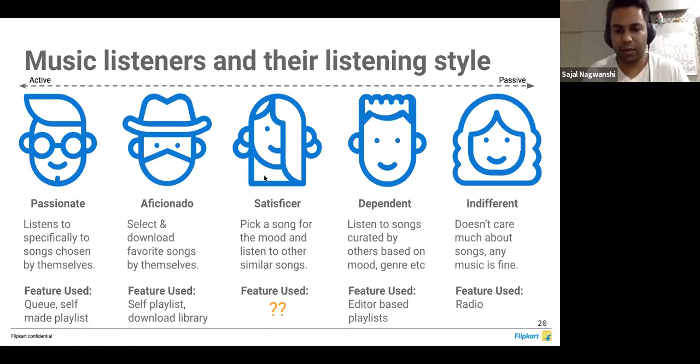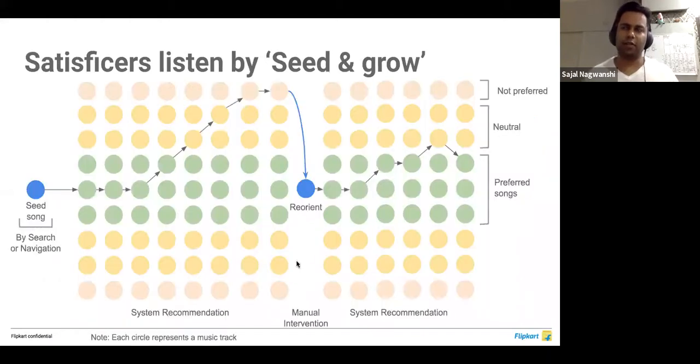What we started realizing was that there was one new behavior emerging that was called a satisficer. This was the kind of user who was not too passionate, but not too passive as well. They wanted to pick up a song and listen to similar kinds of songs together. So we call this behavior seed and grow, where the user would select a particular song to signify the mood that they want to listen to.